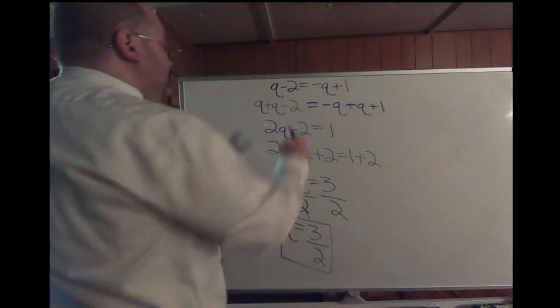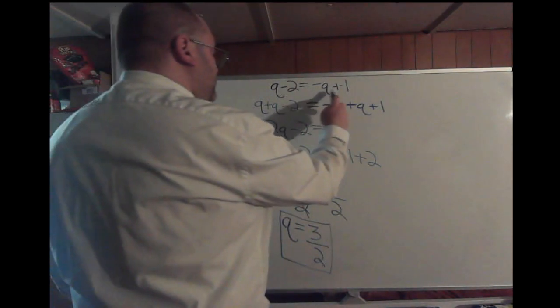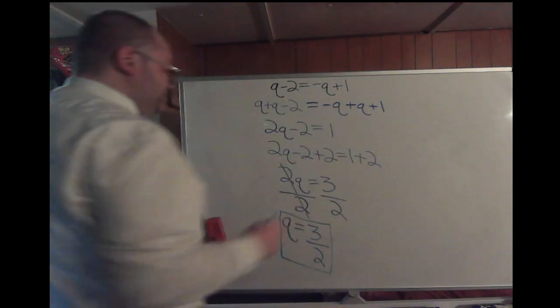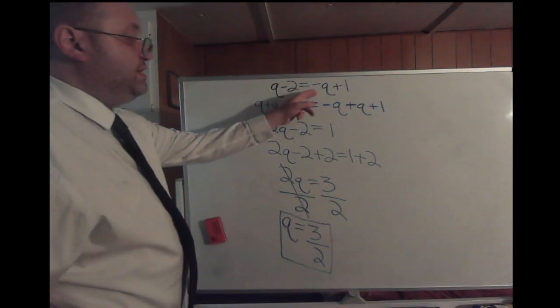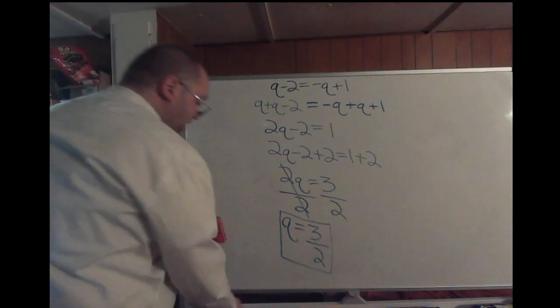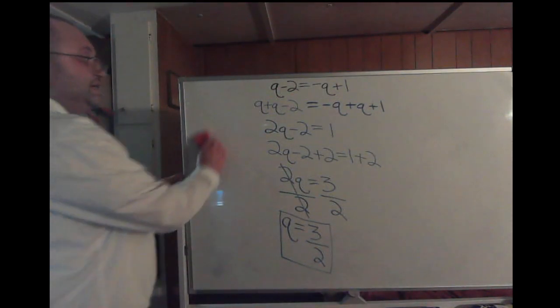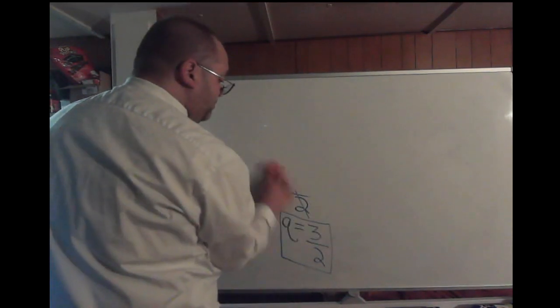So if we plug it in, let's see, 3/2 minus 2, that's negative half. Negative 3/2 plus 2. Yep, so I guarantee you, if you put the 3/2 into the q in the original equation, you would get a true statement. So q equals 3/2. And it is common, especially now that we're heading towards Algebra 1, you'll start seeing more fractional answers.